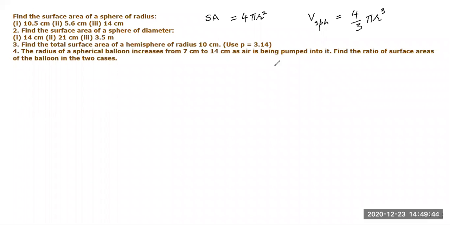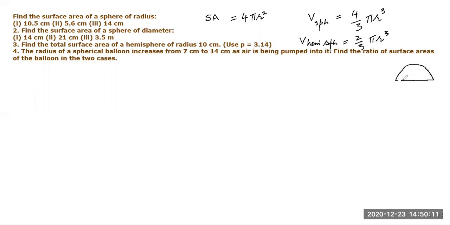Very right. Now comes the volume of hemisphere. What is the volume of hemisphere? Yes, 2 by 3 pi r cube. Simply, the volume of hemisphere is half the volume of sphere. Am I right? The volume of hemisphere is half the volume of sphere. Okay. This is the hemisphere, students.